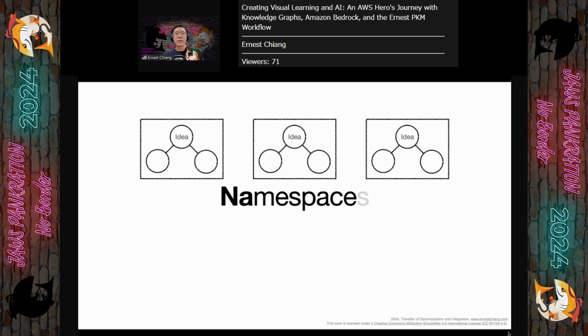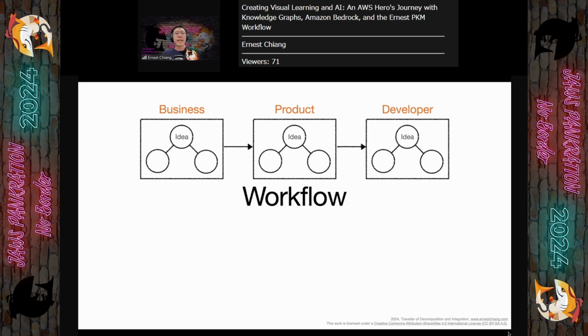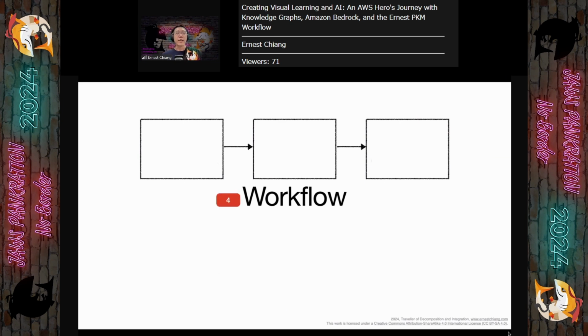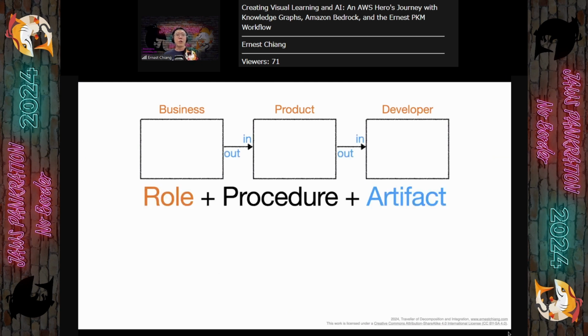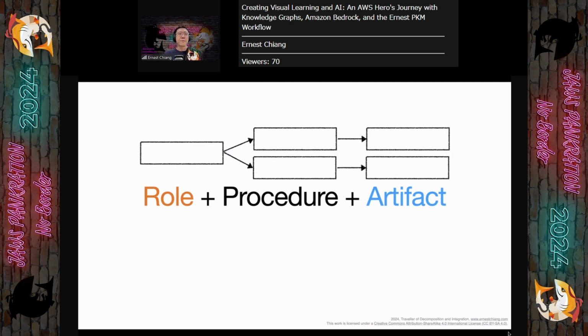Let's start our work with idea. Every department, every function has its own idea with the help of namespace, not a problem. So we can connect the ideas, the work into a flow. This is our toolkit number four, workflow. A workflow is combined with a subject plus verb plus object, or rule plus procedure plus artifact. The output of previous step will become the input of next step within the workflow.